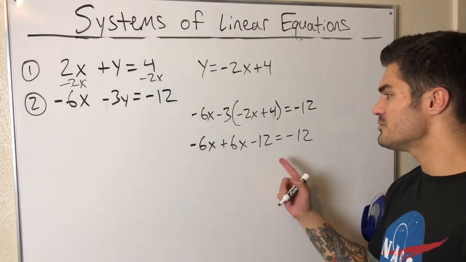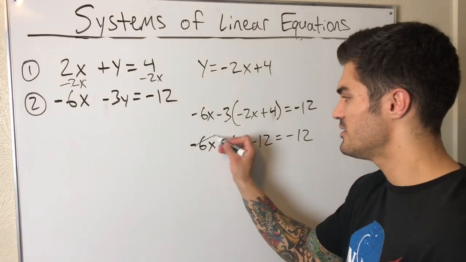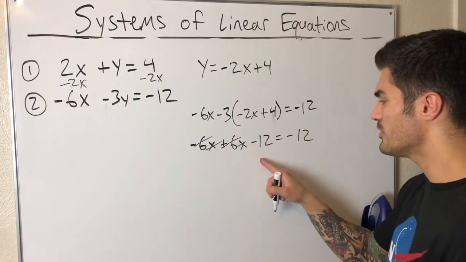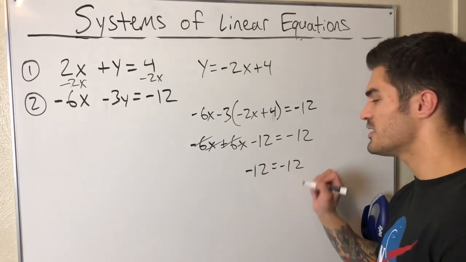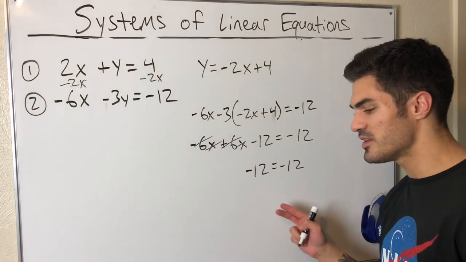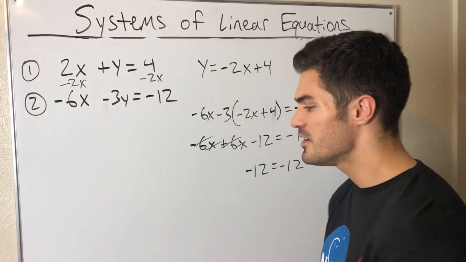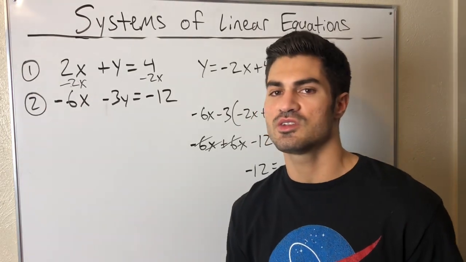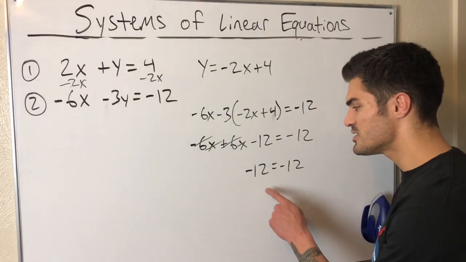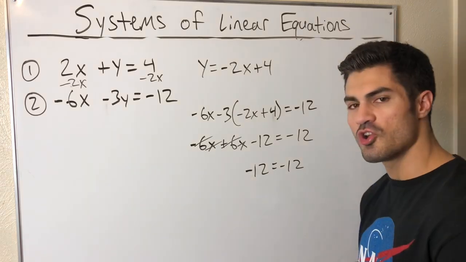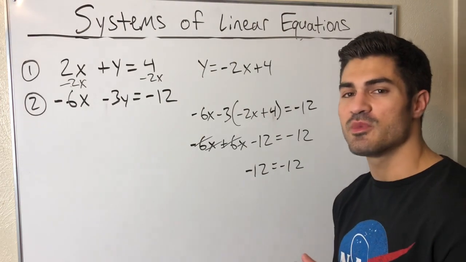So now look, we have a similar situation as the last example. Negative 6x plus 6x. These cancel. But now we're left with what? Negative 12 equals negative 12. So in the last example, we were left with a statement that was not true and was never true, right? And that meant that we had no solution to the system of linear equations. It was inconsistent. In this case, we have a statement, negative 12 equals negative 12, which is always true, which makes this a dependent system of linear equations.